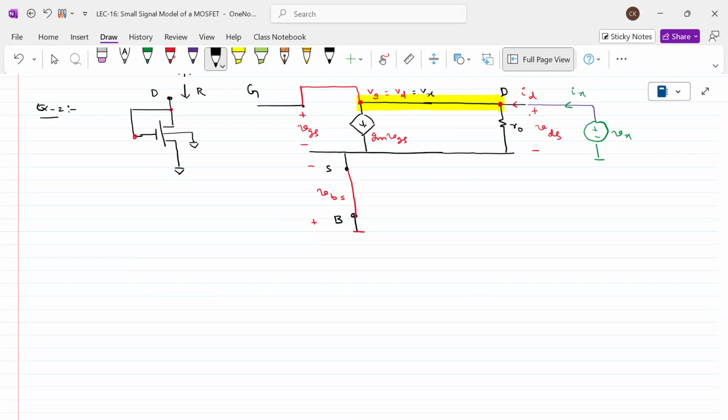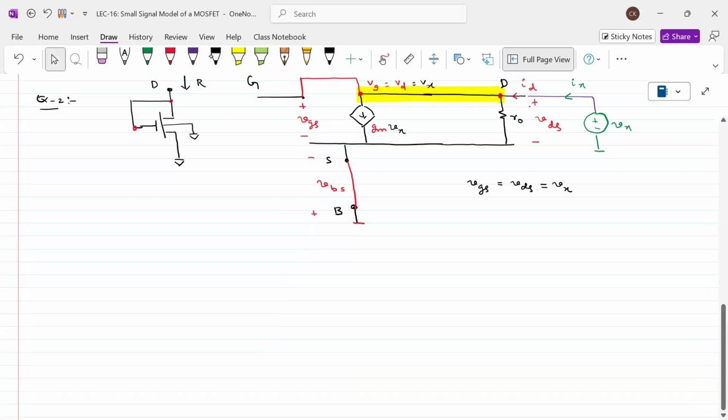Therefore, you can observe this. VGS is nothing but, what is VGS? It can also be called VDS. Why? Because the source is at ground potential. You observe that VD is equal to VG, so VGS is equal to VDS, and that is also equal to Vx. Now, can we replace this with the help of Vx? We can write it like this. Now we can simplify this.